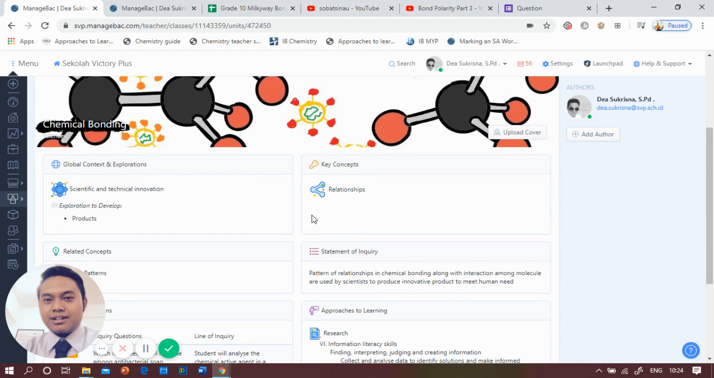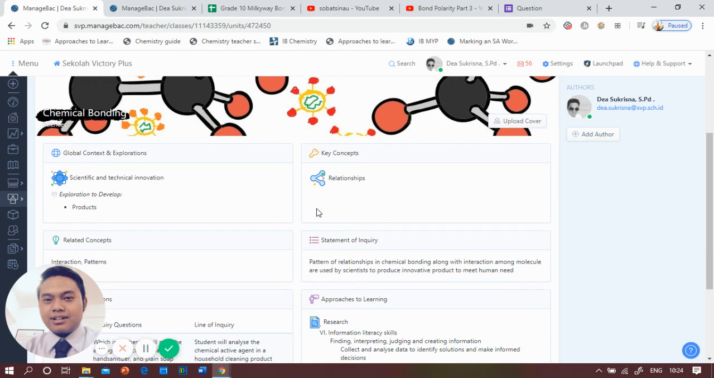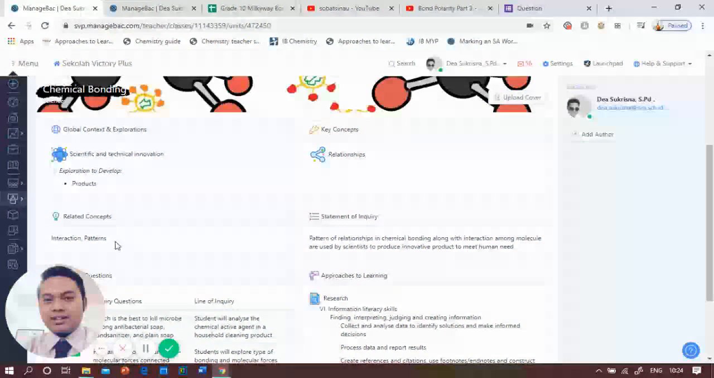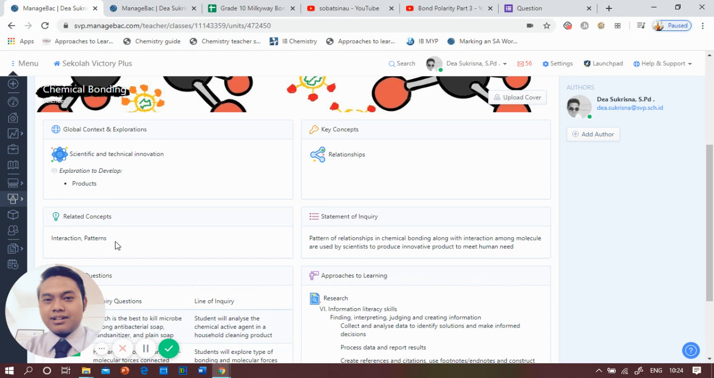If we take a look at this, the key concept will be relationship, and the related concepts will be interaction and pattern. Basically, you're going to analyze the relationship, pattern, and interaction in chemical bonding, how they actually get bonds and why, and can we predict the bonding, and what is the relationship between the bonding and their physical properties, etc. And then the global context will be scientific and technical innovations. We're going to explore the product.